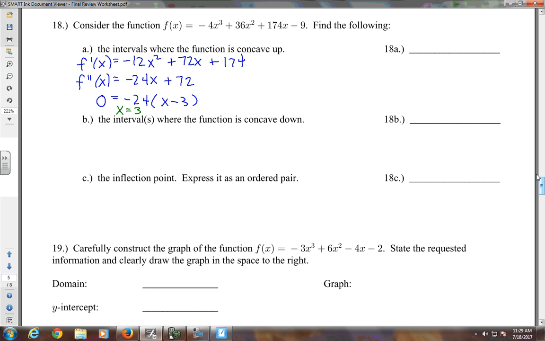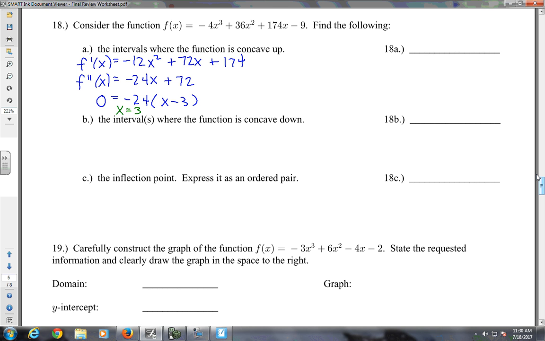Okay? When I'm looking for intervals of increase, relative maximum, relative minimum, I set my first derivative equal to 0 and solve for x, right? When I'm looking for intervals of concavity or inflection points, I set my second derivative equal to 0 and solve for x. So at x equals 3, I have a potential inflection point. Let's go ahead and construct our sign graph.